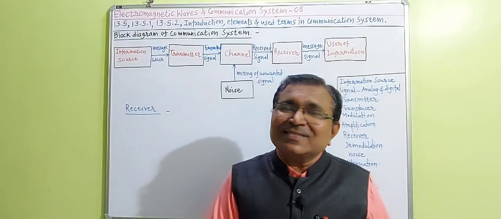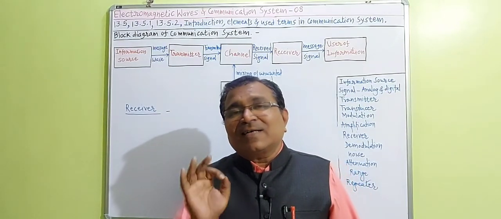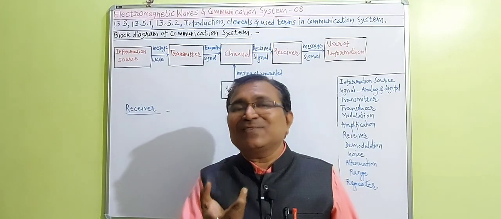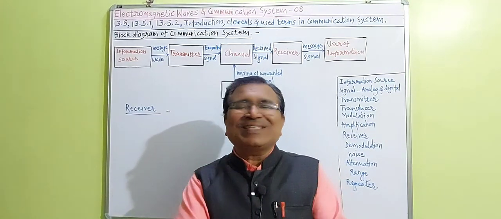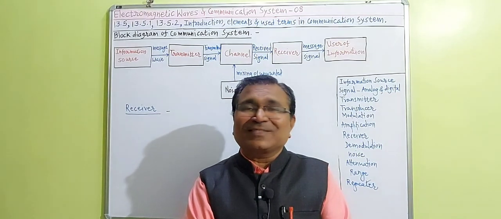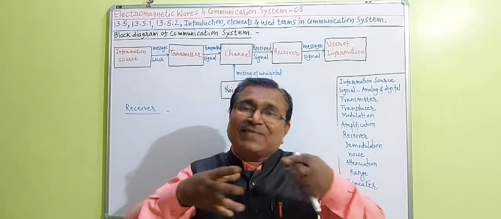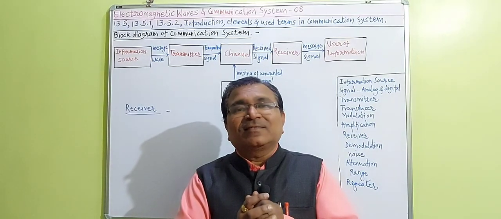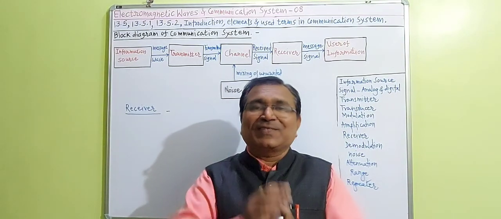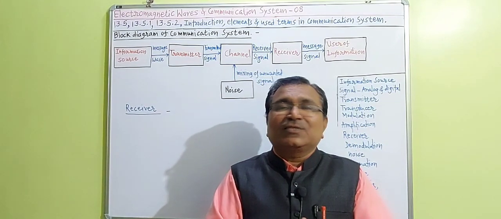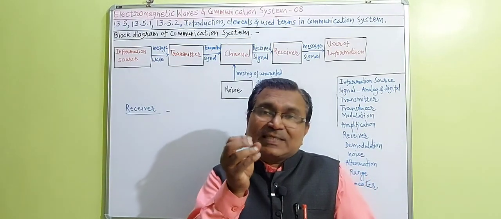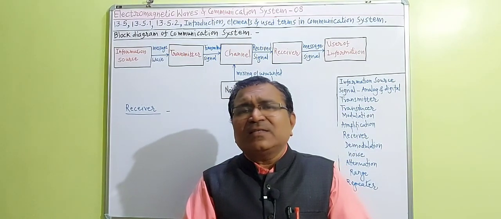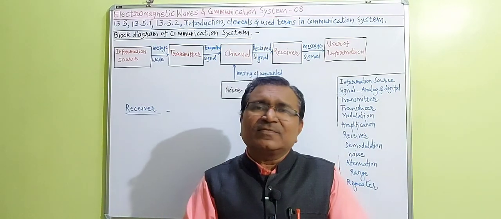Many of the students write the definition of receiver like this: a device which receives the electrical signal, we call it a receiver. No, dear students, this is not a proper definition. What happens in the receiver? All those things we should write in the definition of receiver. Okay. So, the receiver receives all electrical signals having very high frequency.